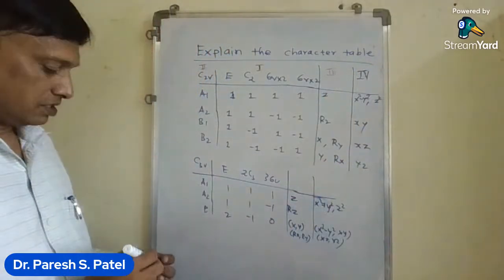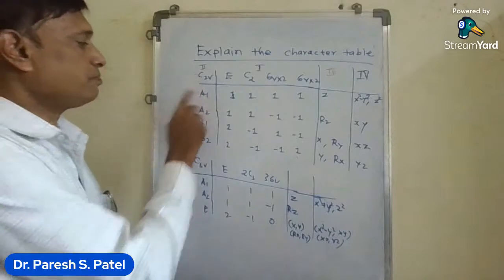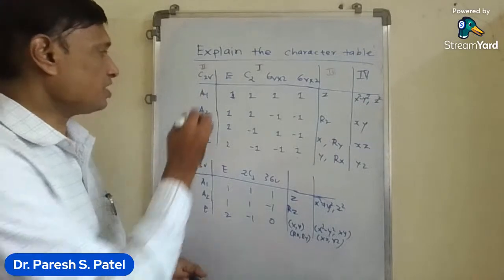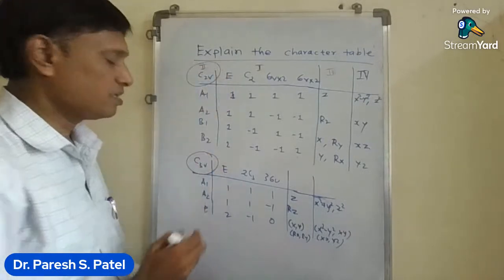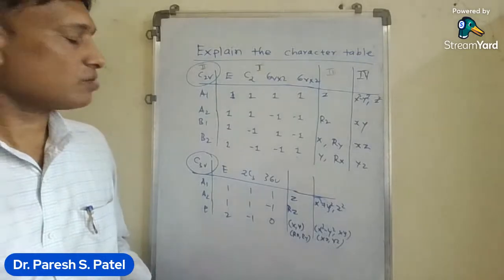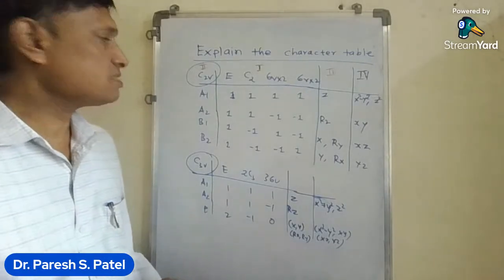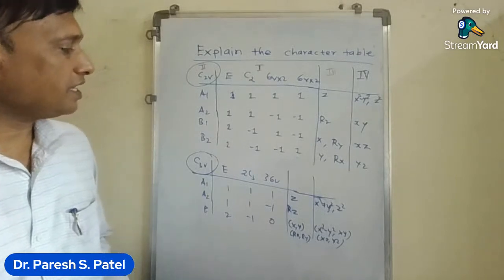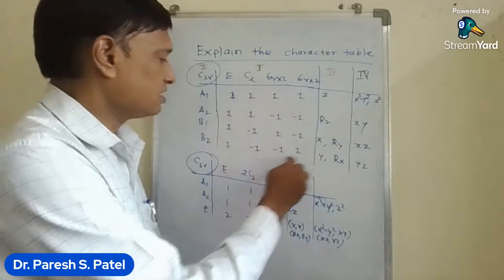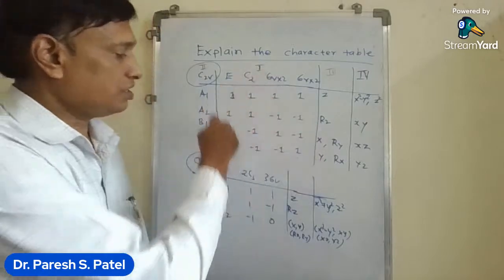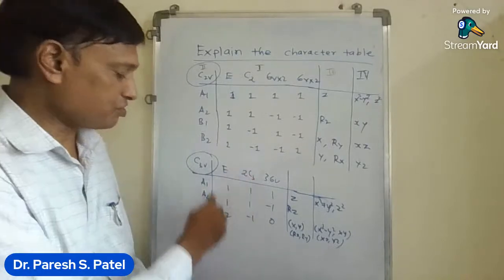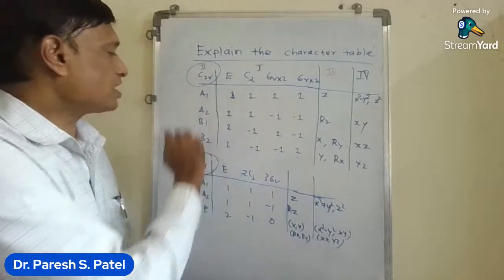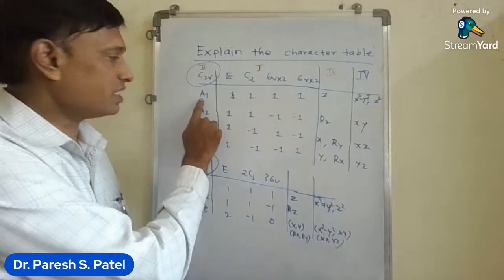Area number 2 represents Mulliken symbols. Before that, C2v, C3v, the left corner on the top of the table, represents the point group. Area number 1 represents different characters obtained by operating different symmetry operations. This is area number 1. This is Mulliken symbols. Okay, we already discussed that.